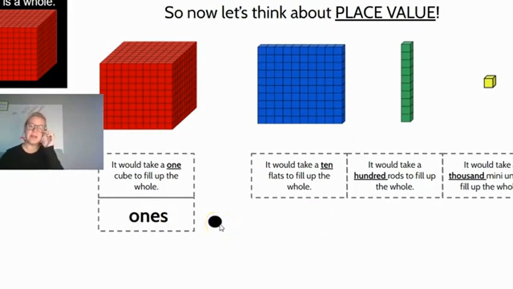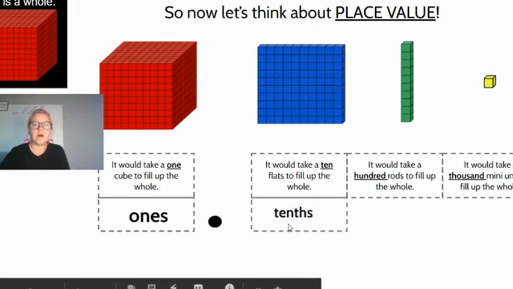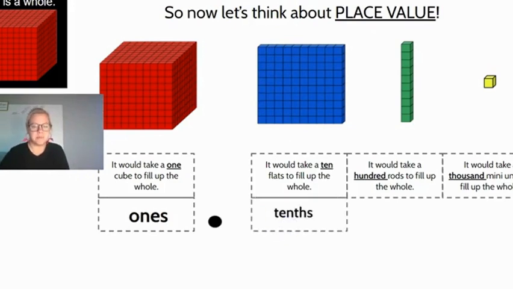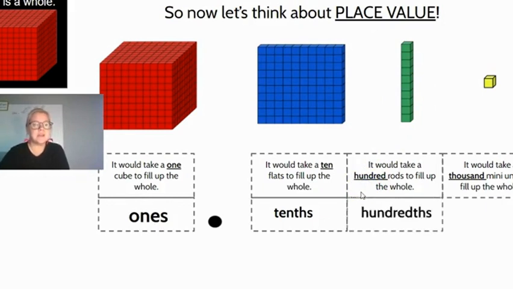Remember, the decimal point, anything that comes after that, means it's a piece of something. I'm not going to eat a whole pizza. I'm just going to eat a piece of my pizza now. So these flats, if it takes 10 to fill up a whole, we're going to call the flats my tenths place. My rod, any guesses here using our keyword? Good, we call that our hundredths place. And then my mini units, any guesses? Good, that's our thousandths place.